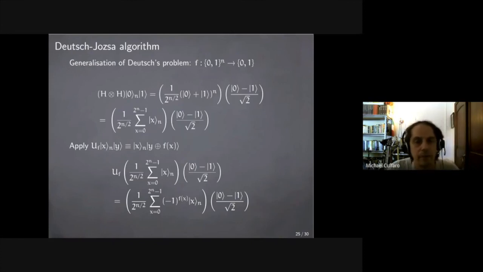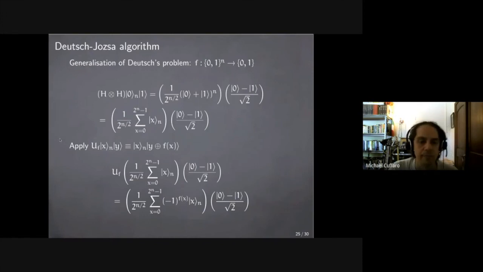I don't have the fancy illustrations here, and I wrote this slide up a little bit quick, but here there should be a tensor product H^n. So we take Hadamard gates over the whole thing. Again, this is going to give us a superposition of all possible values of x of length n. And this qubit is going to go to (|0> - |1>)/root 2.